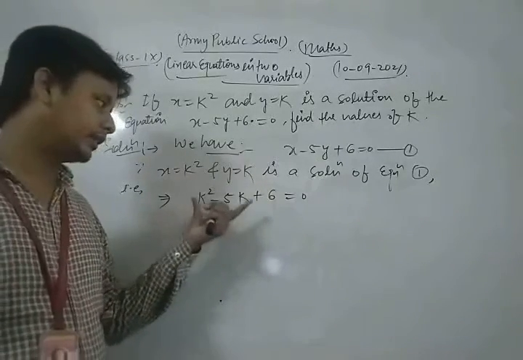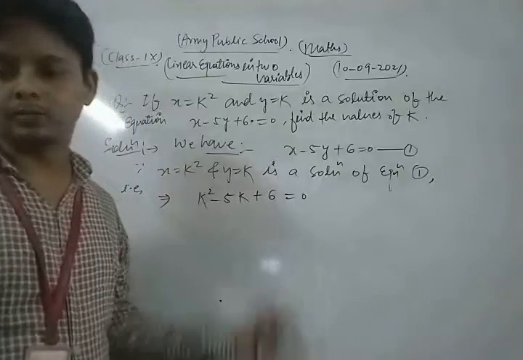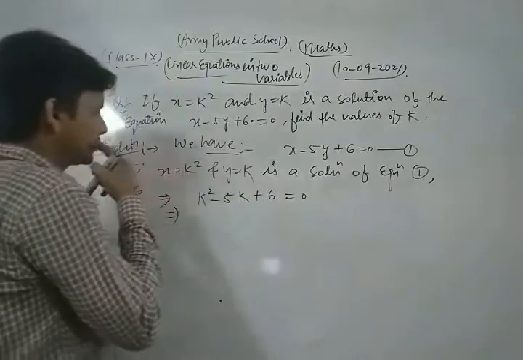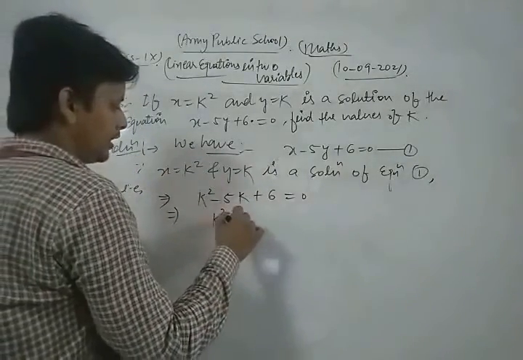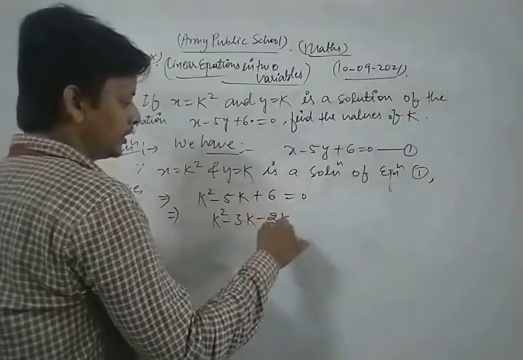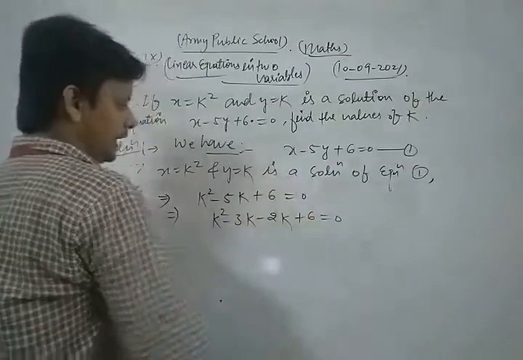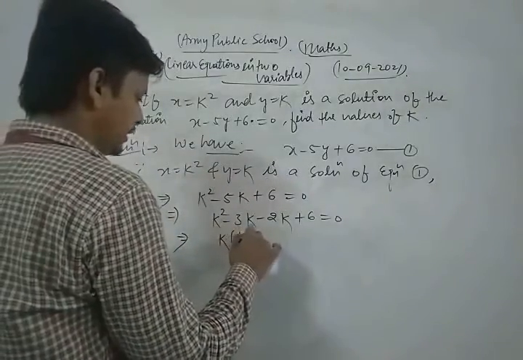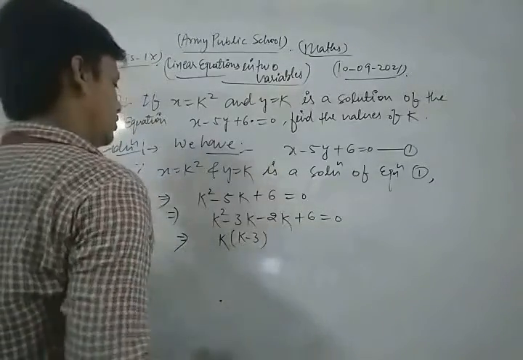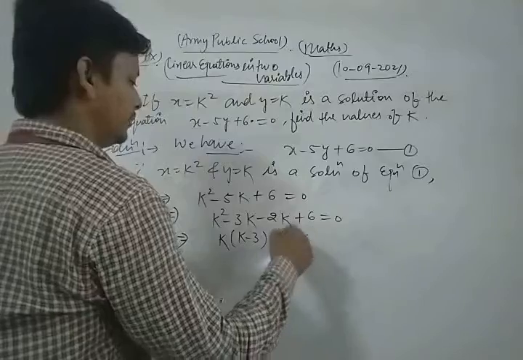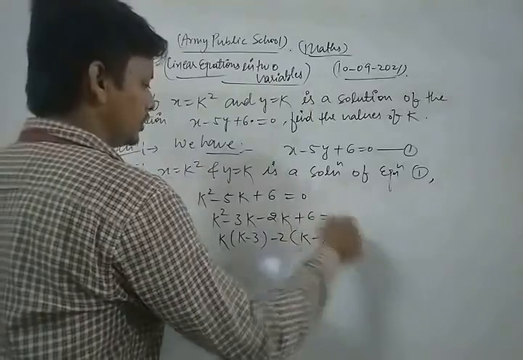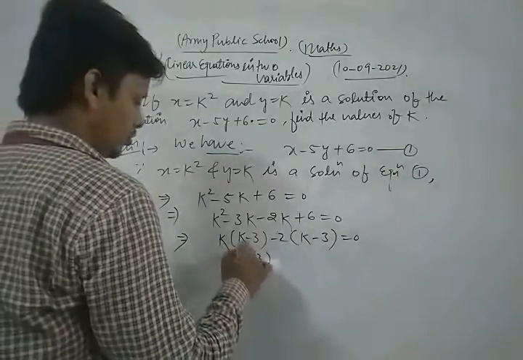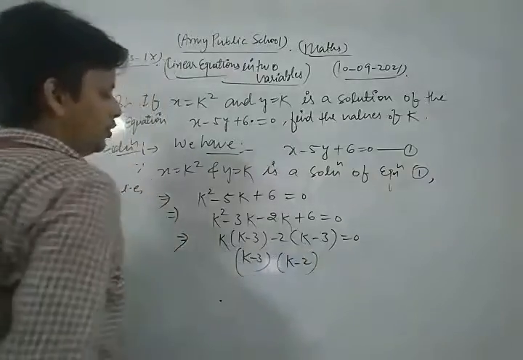Now we simplify this quadratic equation by splitting the middle term. Look, 6 ones are 6, so the factors of 6 are 2 and 3. So we get k square minus 3k minus 2k plus 6 is equal to 0. Now we take k as common, so we get k minus 3 in one bracket. From these two terms we take minus 2 as common, so we get k minus 3 times minus 2, plus, this is 0. Now we take k minus 3 as common and we get k minus 2 is equal to 0.